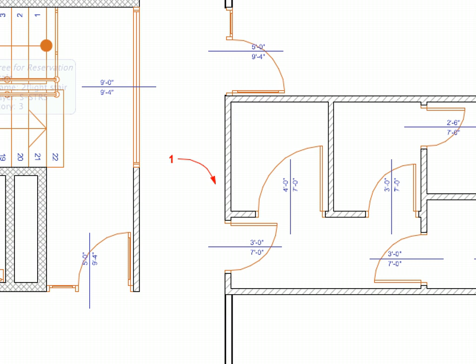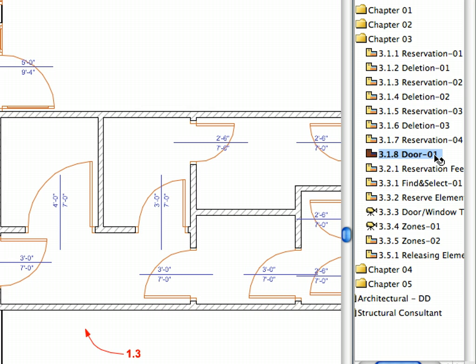We want to place a door into this wall to provide an additional entrance to the large office space. Double-click to activate the 3.1.8 Door 1 preset view located in the Chapter 3 folder of the Navigator view map.